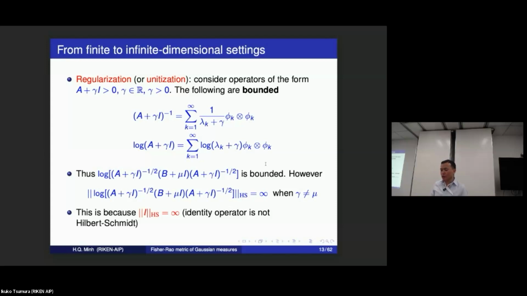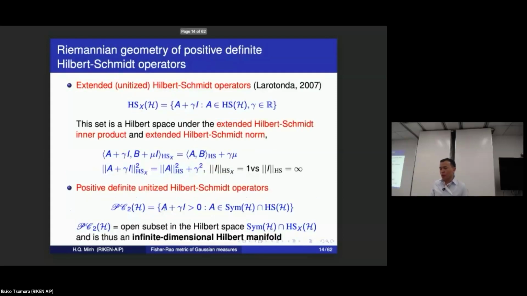But the problem is, if we just use the Hilbert-Schmidt norm, then this quantity is generally infinite when gamma I is not equal to mu. This is because the identity operator is not Hilbert-Schmidt; its Hilbert-Schmidt norm is equal to infinity. So the solution was actually proposed a long time ago. It's the extended, or unitized, Hilbert-Schmidt operator.